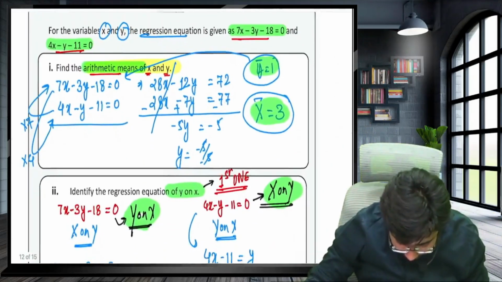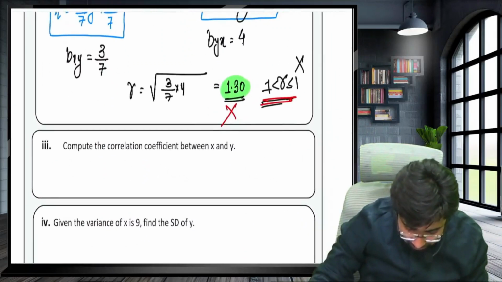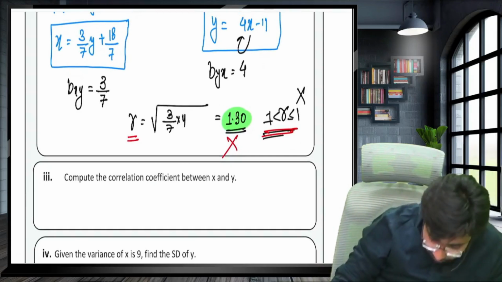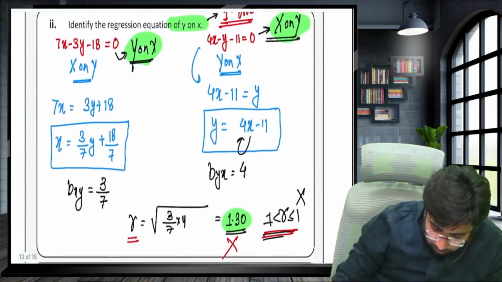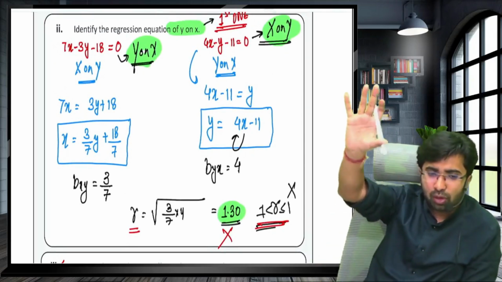We have completed the first part, now the second part. Now compute the correlation coefficient between x and y. Guys, we have computed, but this was wrong. So I would request all of you to please reverse it and apply. Guys, have you all written this? If you have not written, please stop.